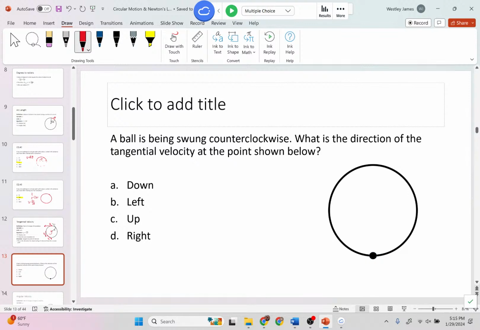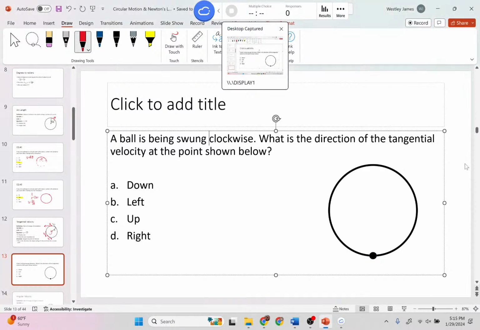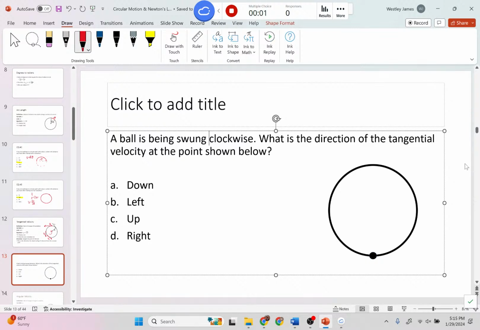Okay, so let's put this in application. Let's find the direction. A ball is being swung counterclockwise. You know what, since I just showed you counterclockwise, let's mix it up. A ball is being swung clockwise. So we do have to remember the direction clocks go. What is the direction of the tangential velocity at the point shown below? Up, down, left, right. Notice, none of these answers are up with a curvy path or down with a curvy path. They are all just straight directions. Up, down, left, right.